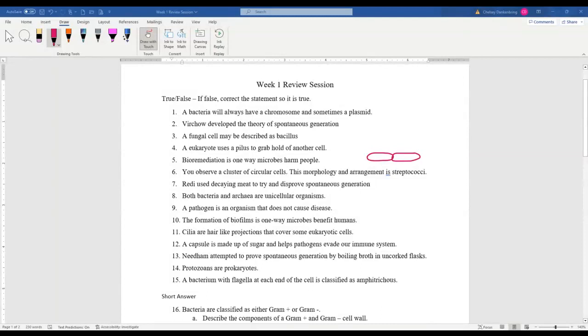Does that make sense? Are y'all feeling okay with morphology and arrangement? Can y'all give me like a yes or a thumbs up or something, just so I can kind of gauge? And if the answer is no, tell me that.